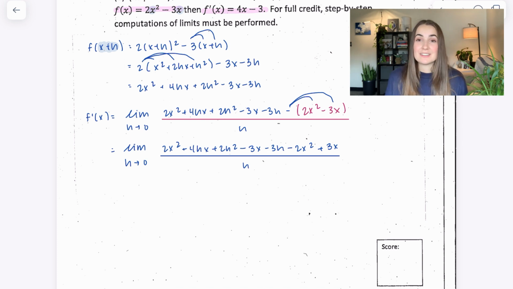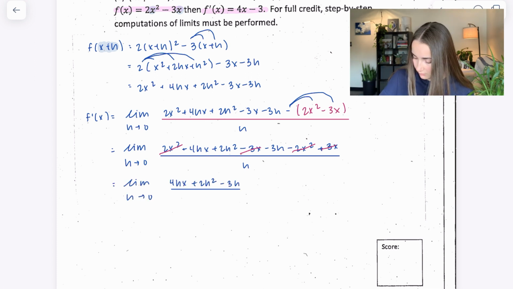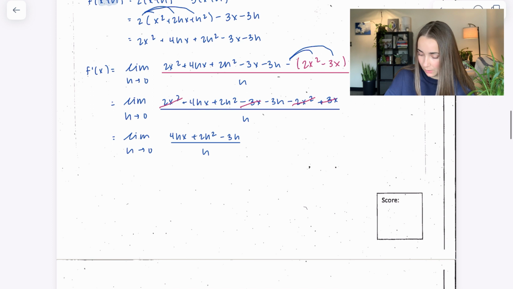So now our next step here is to see if anything cancels out. And so I notice here that this 2x squared minus 2x squared cancels, and the minus 3x plus 3x cancel. So I'll go ahead and rewrite it with our leftovers. So remember, our goal here is to get rid of that h in the bottom, and we can go ahead and do that by dividing out an h from every single term.